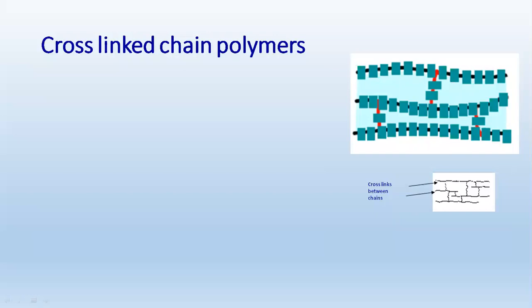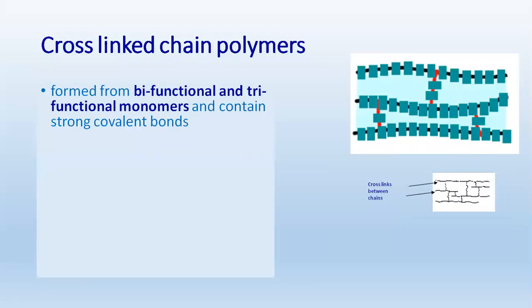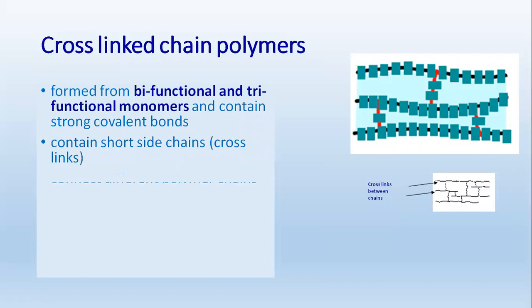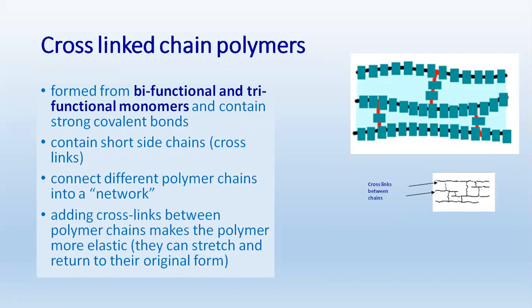Cross-linked chain polymers. Formed from bifunctional and trifunctional monomers, they contain strong covalent bonds and short side chains that connect different polymer chains into a network. Adding cross-links between polymer chains makes the polymer more elastic.